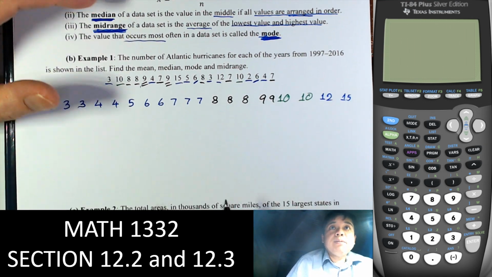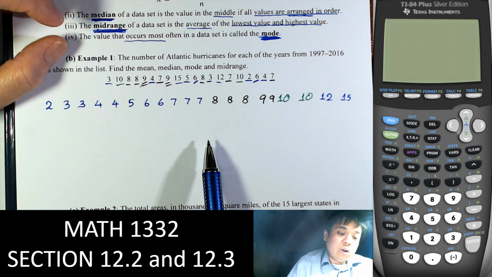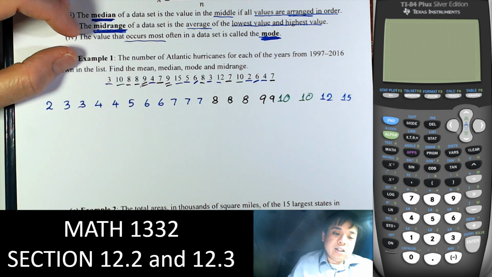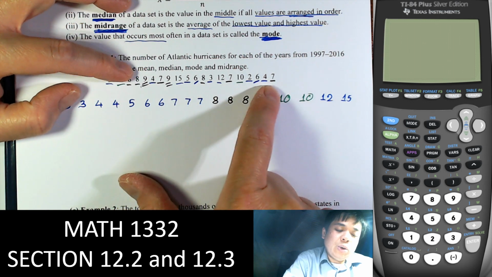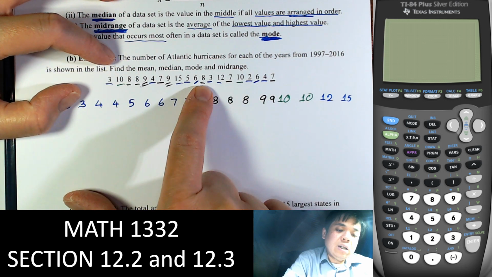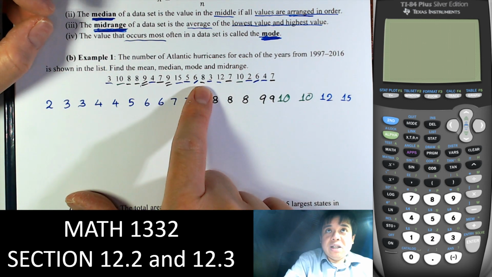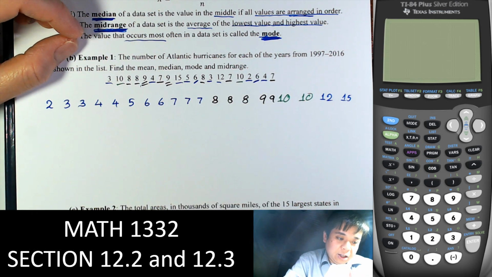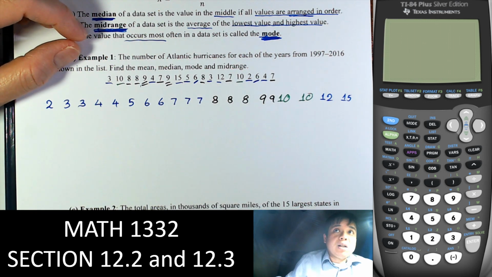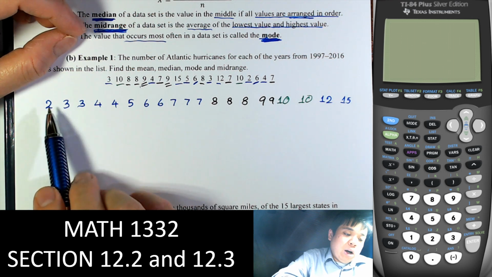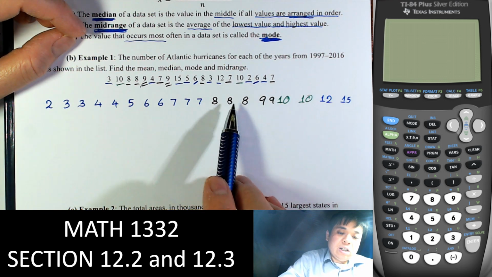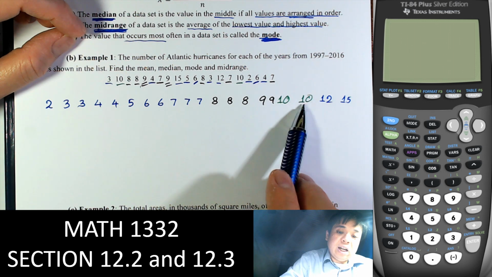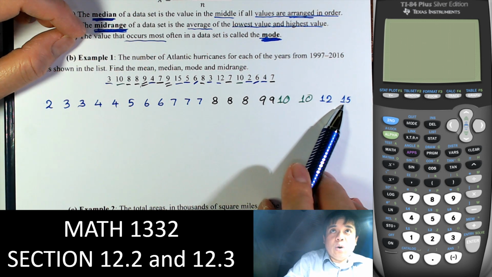Right. So, in increasing order like this, we see that there are 3 sevens and 3 eights. So in that case, the mode is 7 and 8. Now the median: counting 1, 2, 3, up to 20, so there are 20 of them.